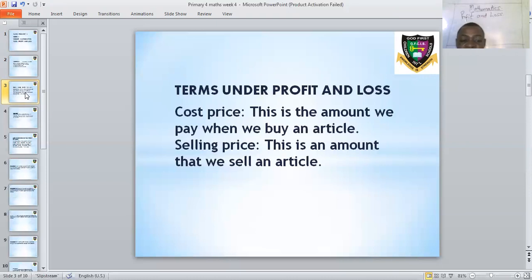Now, the selling price. The selling price simply means the amount that we sell an article. Now, you have a bag to sell in the market. After selling that bag, the price that you sold the bag for simply means its selling price. Let me go over it again for better understanding. Cost price simply means the amount we pay when we buy an article, the amount that you spend in the market on a particular article. And the selling price is the amount that we sell an article.